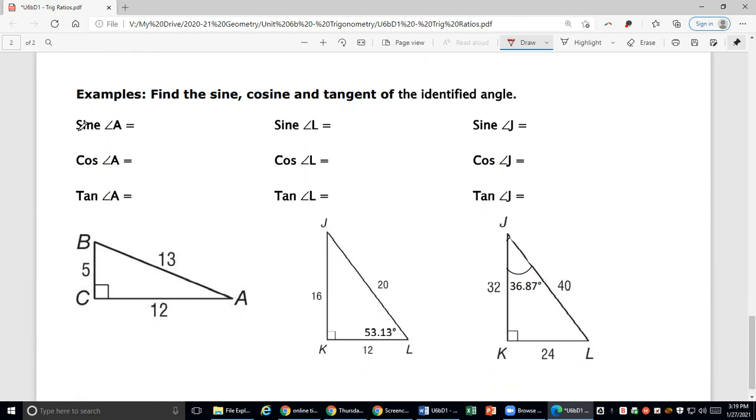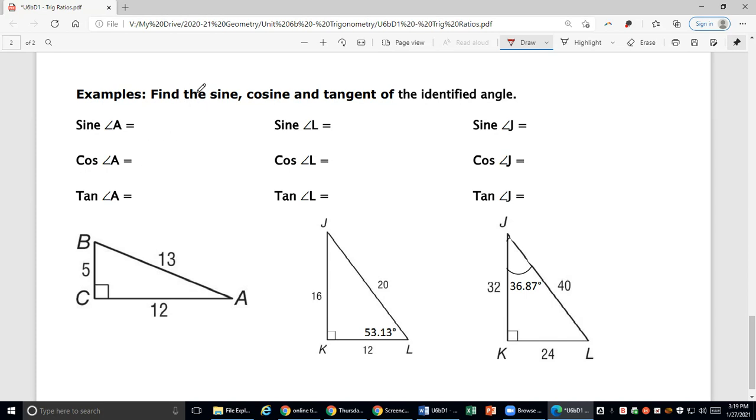Okay, so you see sine of angle A, cosine of angle A, tangent of angle B. And a lot of times you'll see it abbreviated just like this, but you still say the whole word: cosine of angle L, tangent of angle L. We don't say tan L or cos L. And a lot of times it looks like sin angle L, but we still say sine of angle A, cosine of angle A, tangent of angle A.